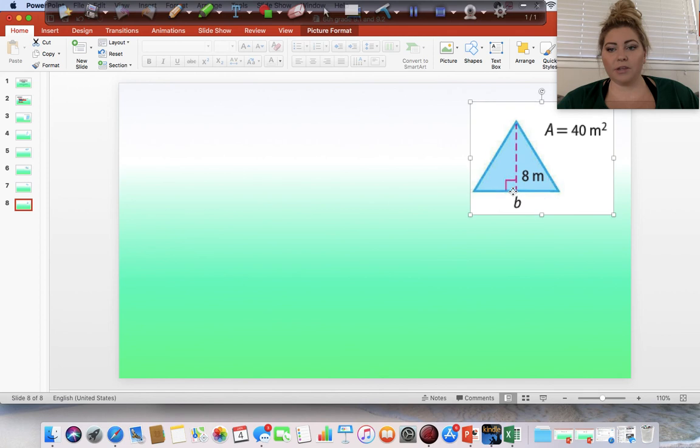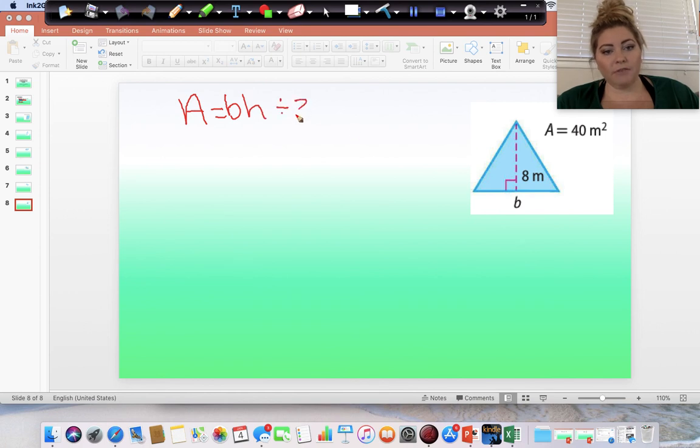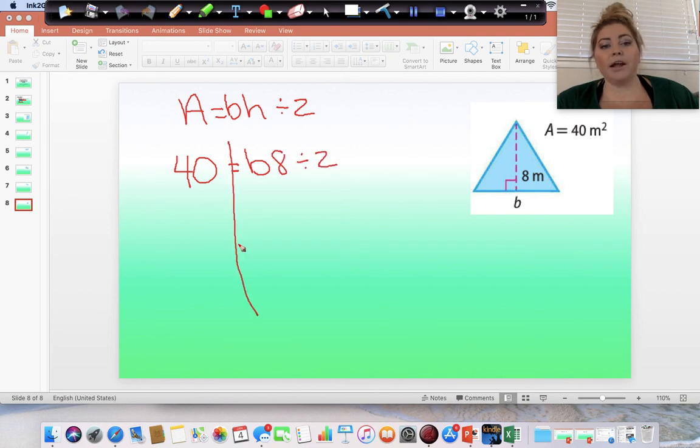And here is my last one. Okay, on this one, we also know our area already. I'm going to write my formula. This is a triangle, so it's base times height divided by 2. So I'm going to write my area in there. 40 equals b times the h, which is 8, divided by 2. Draw your line. 8 divided by 2 is 4, so I'm going to rewrite 40 equals b times 4.